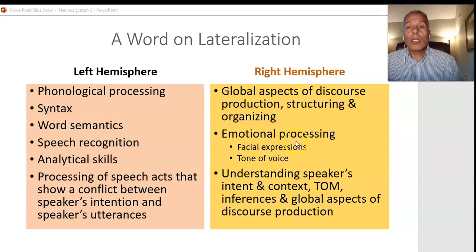So it is concerned with emotional processing, facial expressions, being able to understand the tone of voice, someone else's voice, enabling you to speak and convey the right tone of voice that matches the meaning of what you want to say. It enables you to understand the intention of a speaker. Again, it is dominant for theory of mind. I'm going to explain it in a minute, but also it enables you to make inferences.